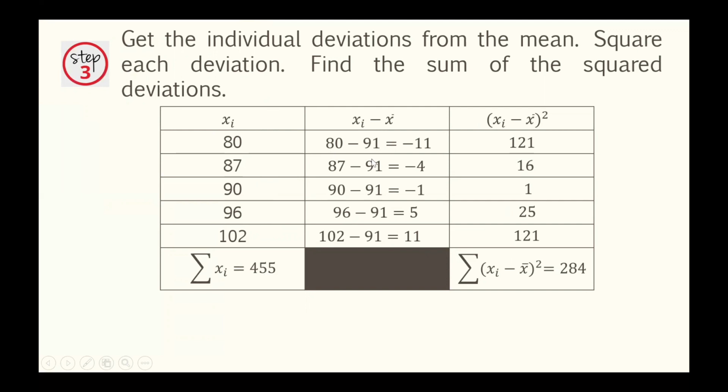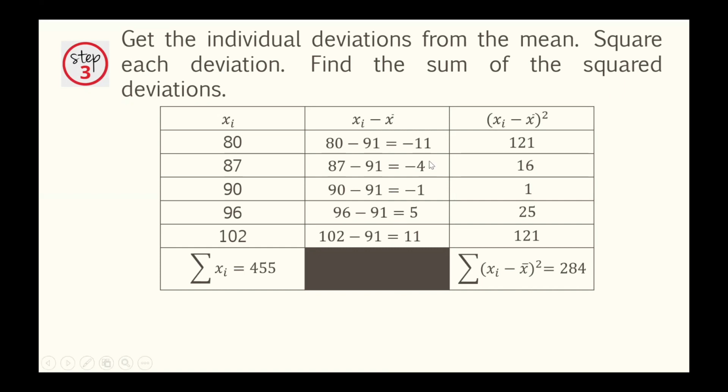And for the second column, we have 80 minus 91 as the sample mean. We have negative 11. 87 minus 91, we have negative 4. 90 minus 91, we have negative 1. 96 minus 91, we have 5. And 102 minus 91, we have 11.